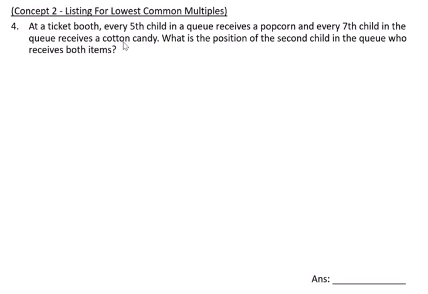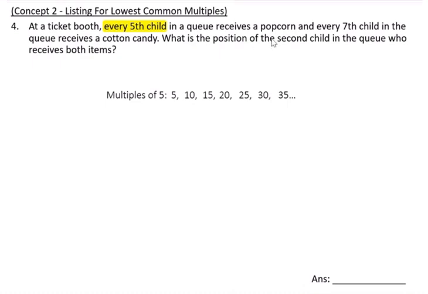Since every 5th child is going to receive a popcorn, we are counting in multiples of 5 for the popcorn receivers. Let's list out a few: 5th child, 10th child, 15th, 20th child, 25th, 30th, and the 35th child, and so on. You can list out a few. These are the lucky ones who will receive the popcorns.